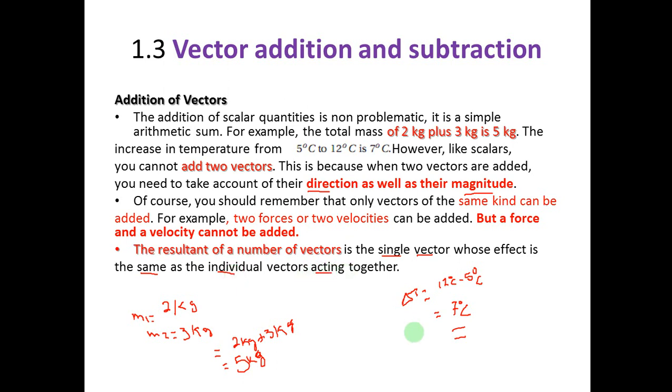Here you may have vector A and vector B. These two vectors have their own effect, but their resultant is the effect of the two vectors as a single vector. The effect of the two vectors as a single vector is called the resultant vector, or the resultant of a number of vectors, you can call it.